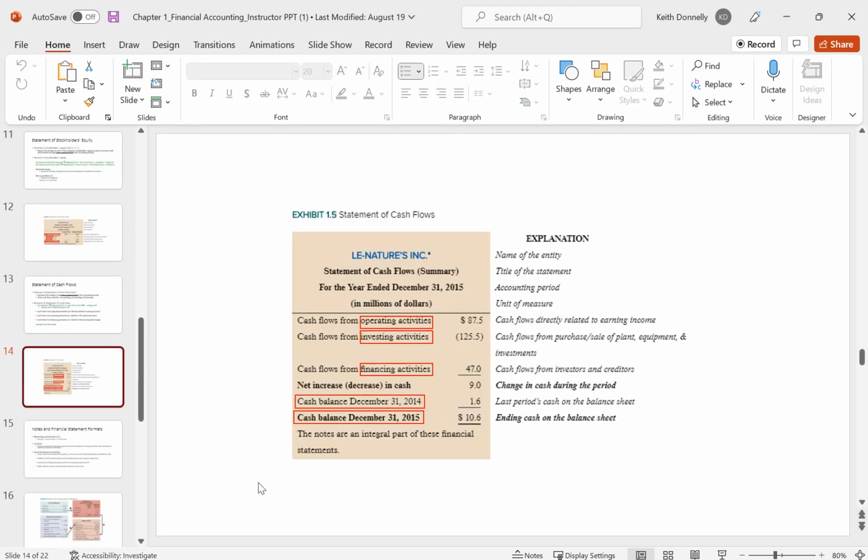So right here, this is showing a statement of cash flows. We have our beginning balance, 1.6, plus 87 minus 125 plus 47 equals 10.6. So at beginning plus our inflows minus our outflows, where we categorize them into the appropriate category, gives us our ending.